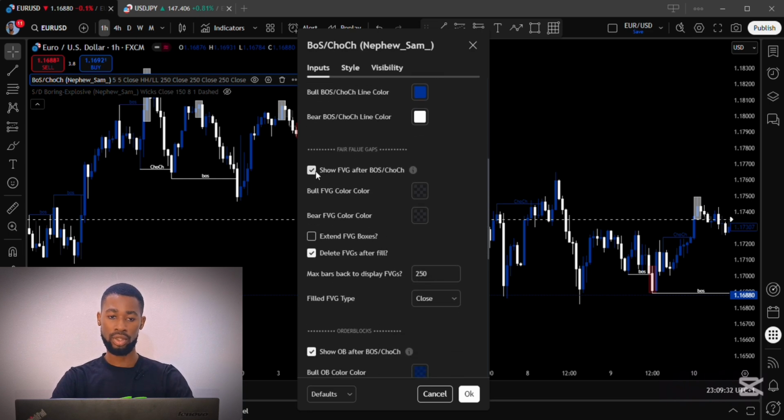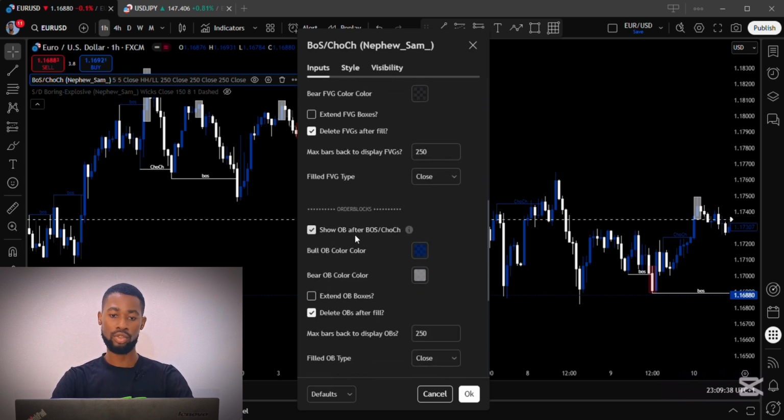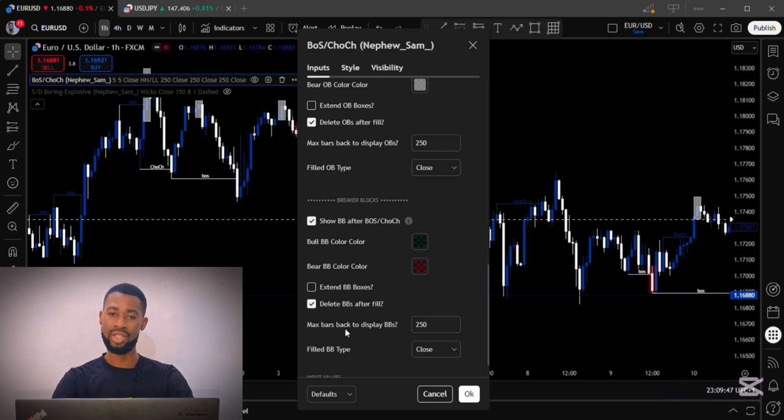Show FVG, okay, I made it show FVG. You can also customize the color. Others are not really necessary. Then show order blocks, yes, I need to see order blocks. Then delete order blocks after fill. Obviously you want to delete them so you don't have your charts clouded with so many things. And then show breaker blocks, that shows BB after change of character and break of structure. So that is the settings.